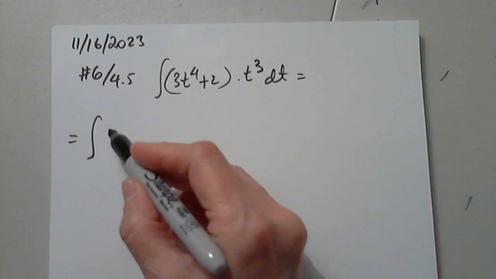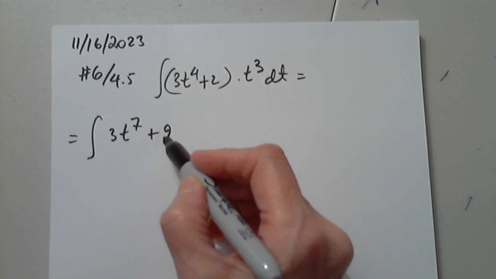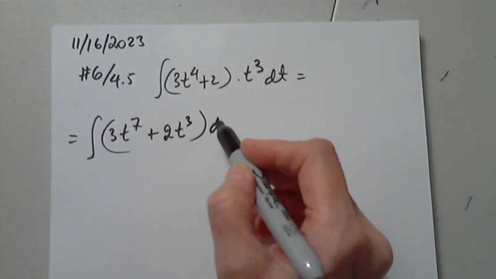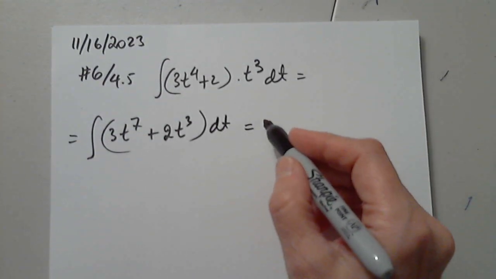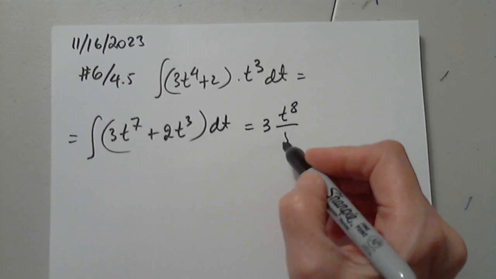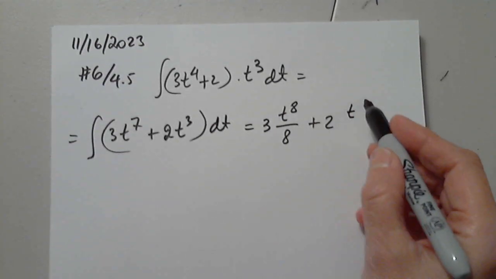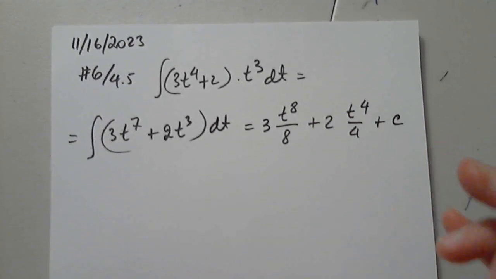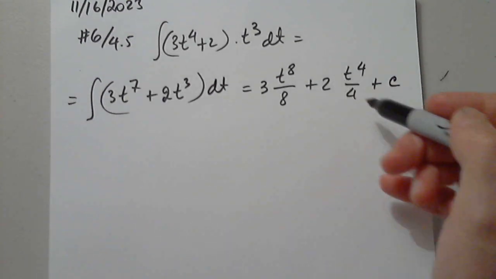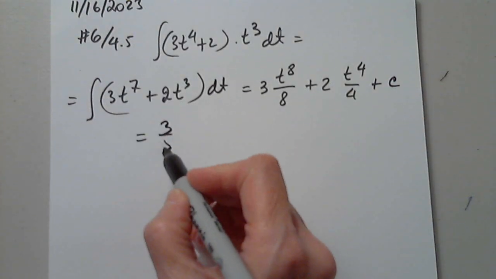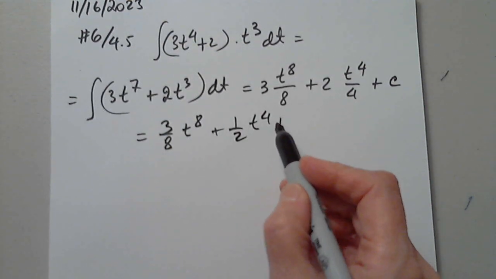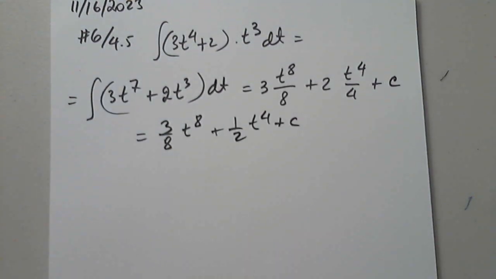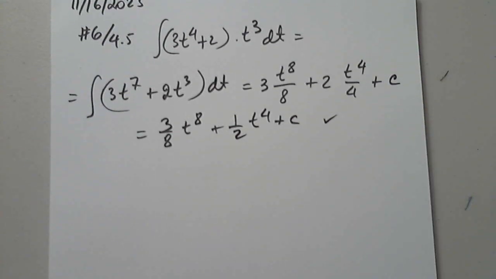So we have 3t to the 7th plus 2t to the 3rd dt. Regardless of the method, we have to get the same thing. So 3t to the 8th over 8 plus 2t to the 4th over 4 plus a constant c. Yes, I can simplify and rearrange: 3/8 t to the 8th plus 1/2 t to the 4th plus c. So this is good, and that's the final answer.